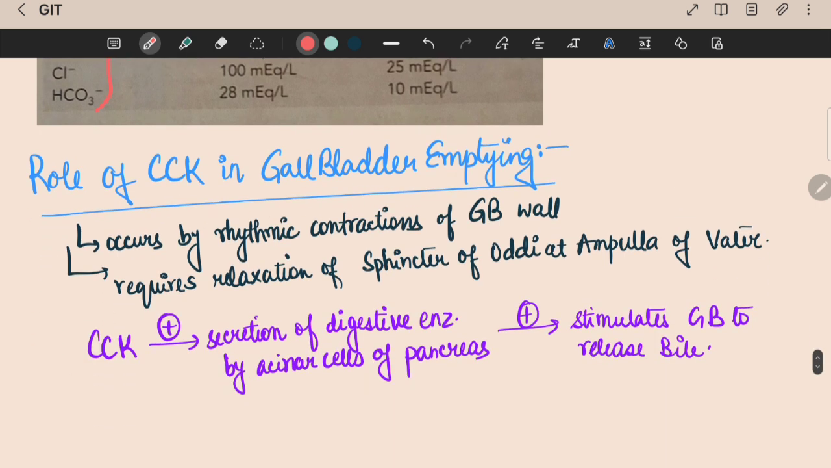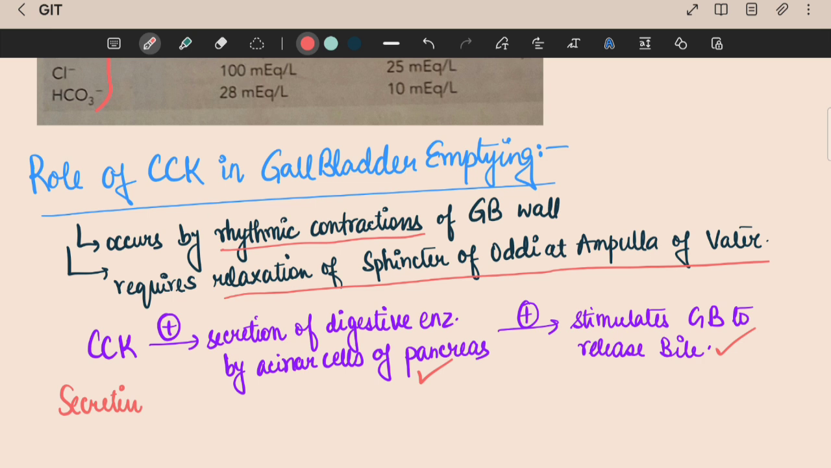Talking about the role of CCK, cholecystokinin, in gallbladder emptying: there is a rhythmic contraction of the gallbladder wall every time, and that leads to relaxation of the sphincter of Oddi at the region of the ampulla of Vater. Cholecystokinin will stimulate the secretion of digestive enzymes from the acinar cells of the pancreas, as we have already discussed, and it will also stimulate the gallbladder to release bile. Remember, cholecystokinin and secretin have almost similar functions: they will inhibit gastric secretion. That means they will not allow the gastric contents to enter the intestine, but whatever is present in the intestine, they will first try to digest.